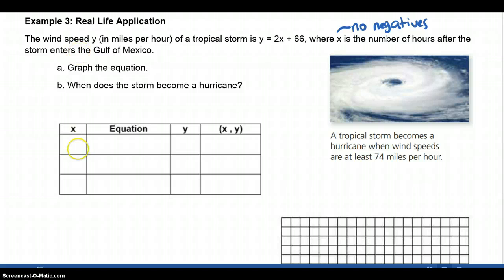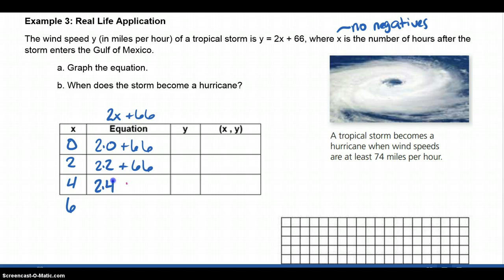So we will use, how about we use 0, and I'm going to jump a little bit just here to see what happens. So instead of using 0, 1, and 2, let's use 0, 2, 4, and let's even add on another. Let's use 6. So in here, remember, you're doing the 2 times the x plus the 66 part. So we're going to do 2 times 0 plus 66 and do that math. 2 times 2 plus 66 and do that math. 2 times 4 plus 66 and do that. And 2 times 6 plus 66 and do that.